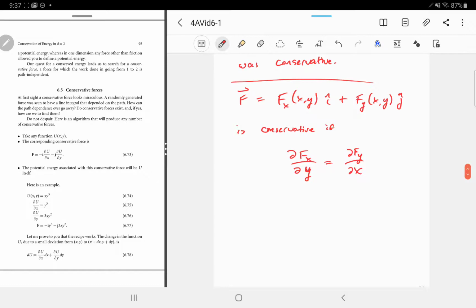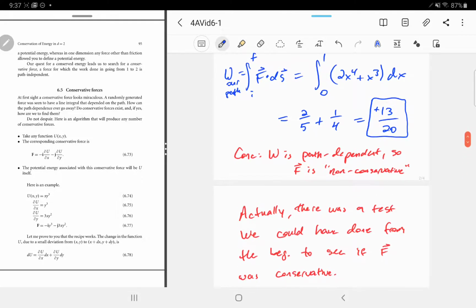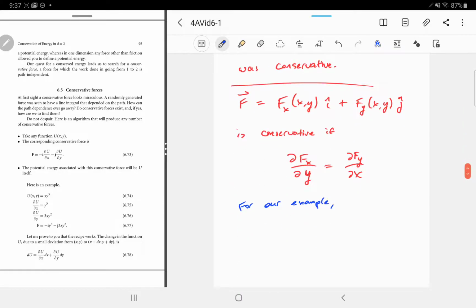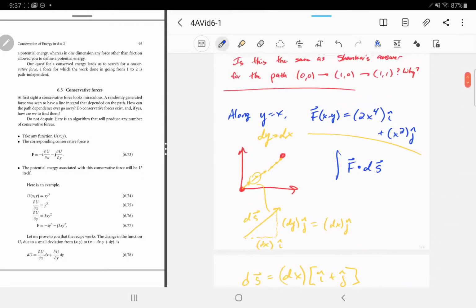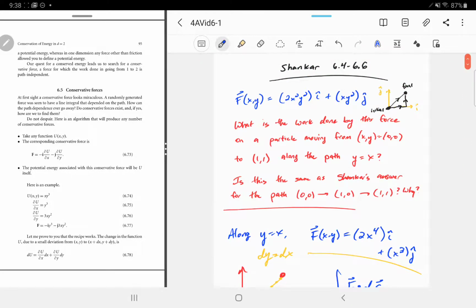Okay, so for our example, let's take these two derivatives and see. They shouldn't be equal, right? Because we saw that the integral for the work was path dependent. So we don't expect that these two would give you the same thing. So our function, Fx is this piece, 2x to the fourth. Oh no, that was after we plugged in y equals x. So we want to work with the function F of x comma y.